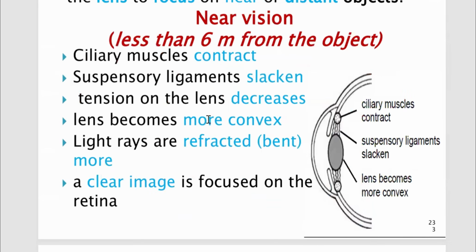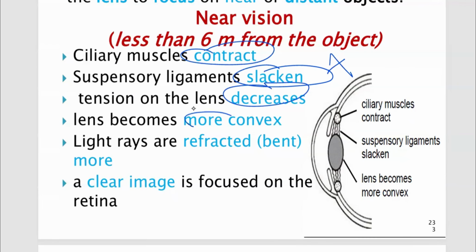The concept is the same. You see, for a nearby object, the ciliary muscles contract and the suspensory ligaments slacken. Don't say relax, because you will get it wrong. They slacken, they loosen, that's the meaning. They don't relax, they just loosen. The tension on the lens decreases, meaning they're not being pulled. The lens becomes more convex.